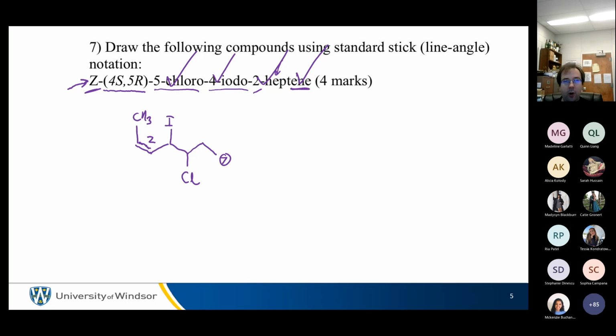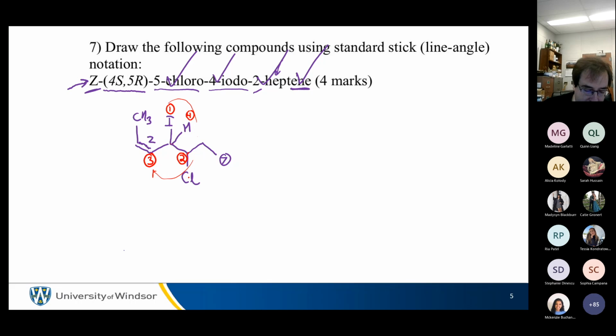Okay. Carbon 4 needs to be S. So there's a hydrogen here. Let's take a look at carbon 4 and quickly assign priority. Hydrogen is number 4, iodine is number 1. Then there's two carbons. They're tied. This carbon is attached to a chlorine. This carbon is not attached to a chlorine. Chlorine is very heavy. If I go from 1 to 3, it's clockwise. That will be R, but it's not R, it's S.